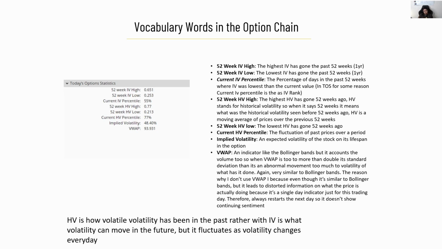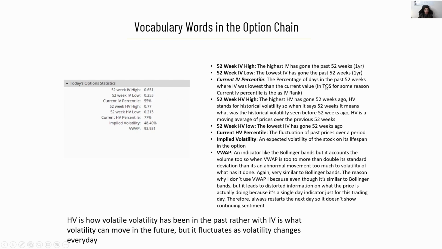And for me, the most important area to look at in these statistics is the current IV percentile. The way you get the current IV percentile is it's calculated by the percentage of days in the past 52 weeks where IV has been lower compared to its current value. So what does that mean? It means that right here it shows it's 55%.